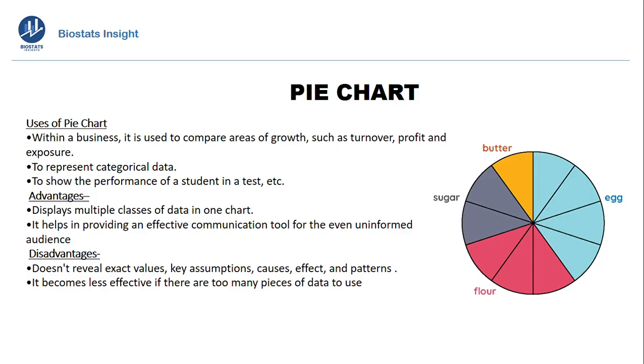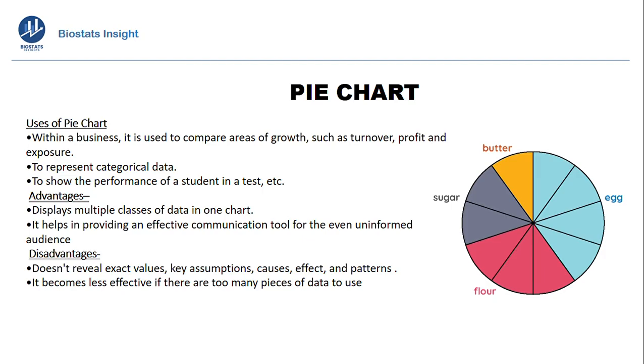Advantages: display multiple classes of data in one chart. You are able to see multiple classes or multiple categories in one chart and you can identify the better performance of the data. It provides an effective communication tool even for an uninformed audience. If you see in this graph, the butter is represented by yellow, the sugar by gray, the flour by pink and the egg by blue. So it is a visual, easily understandable graph for the audience.